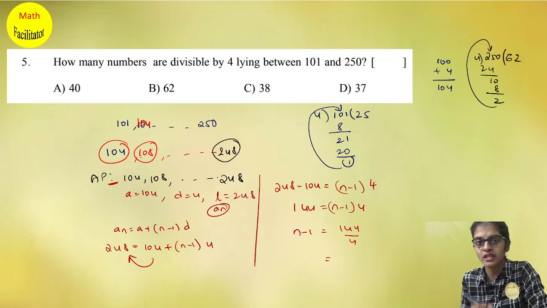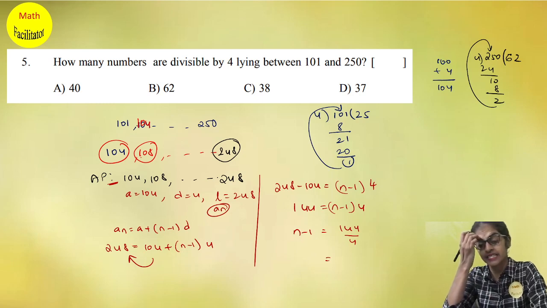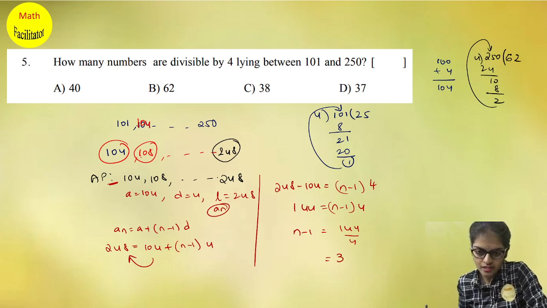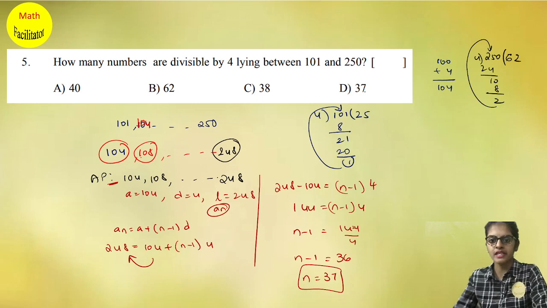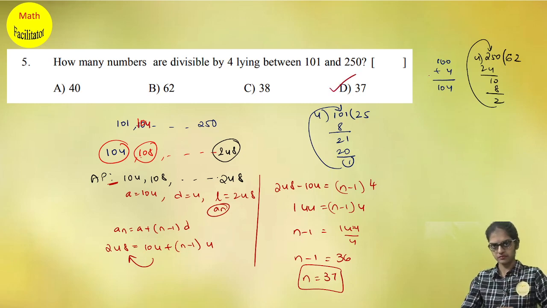We have done this model many times in yesterday's session also. So 4 3s are 12, you will have a 2, 4 6s are 24. So N minus 1 is 36, N equals 37. So how many terms are there? 37. This is one method.